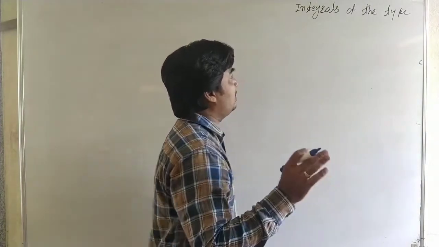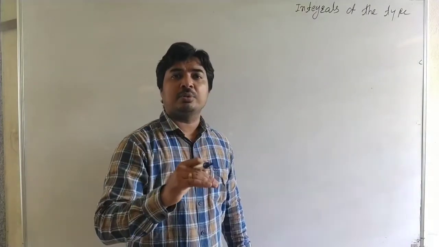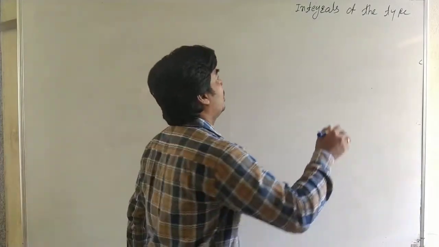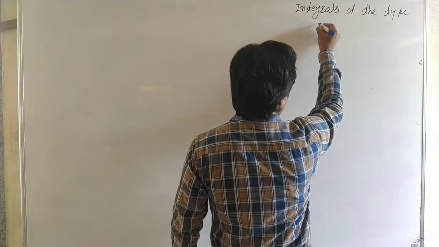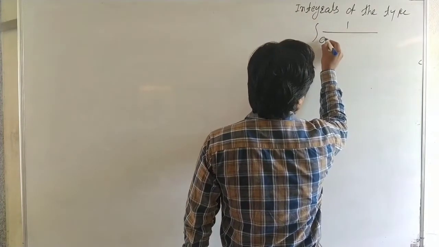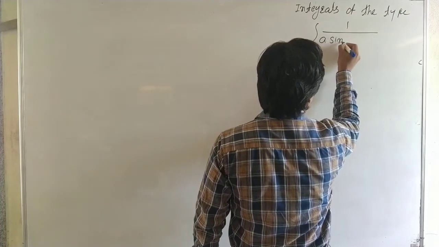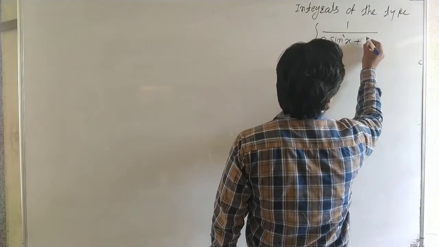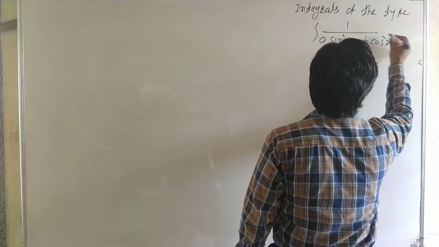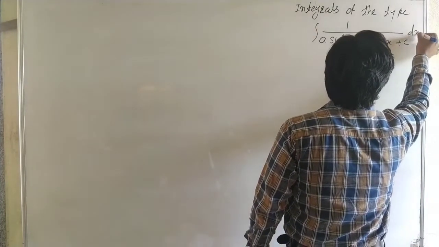Today we discuss the next type of integrals. In the last lecture we saw the type 1 upon a quadratic function, that is the integral of 1 upon ax square plus bx plus c. Now we will see the integrals of 1 upon a sin square x plus b cos square x plus c. Here, see carefully the structure of the problem.